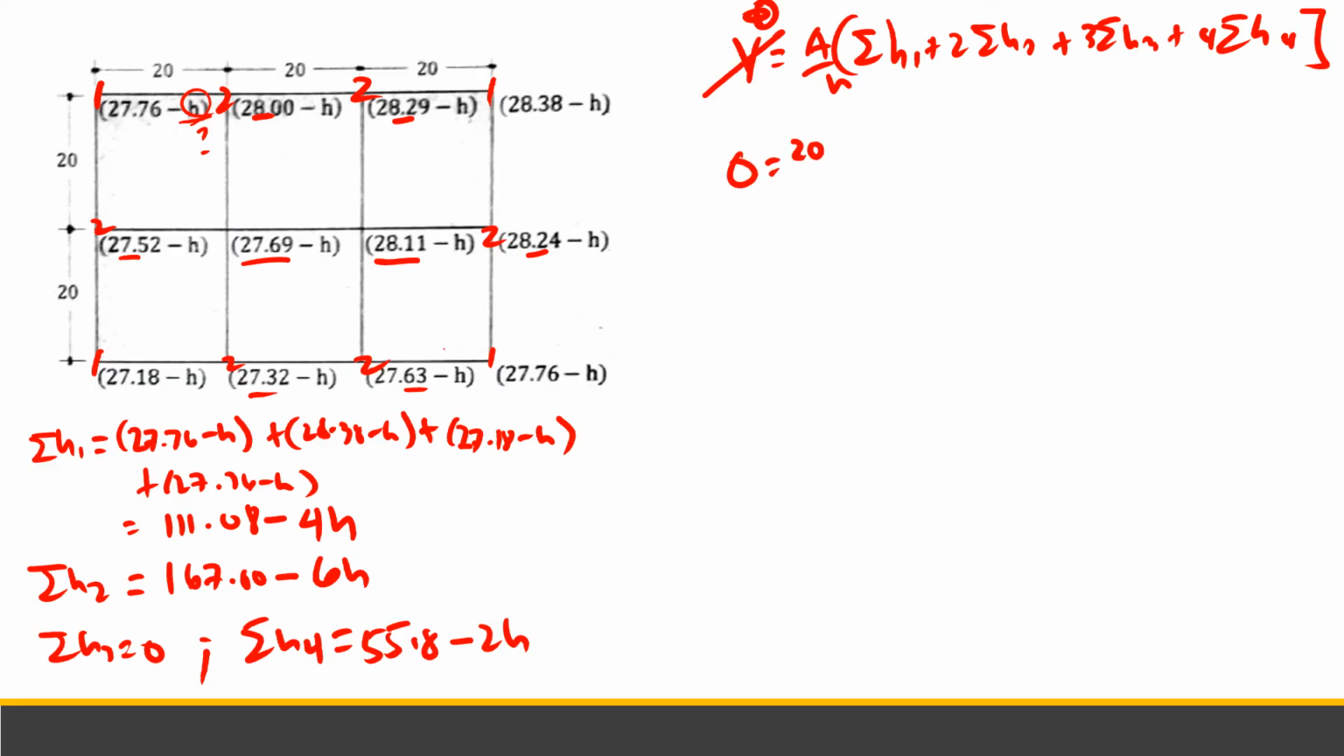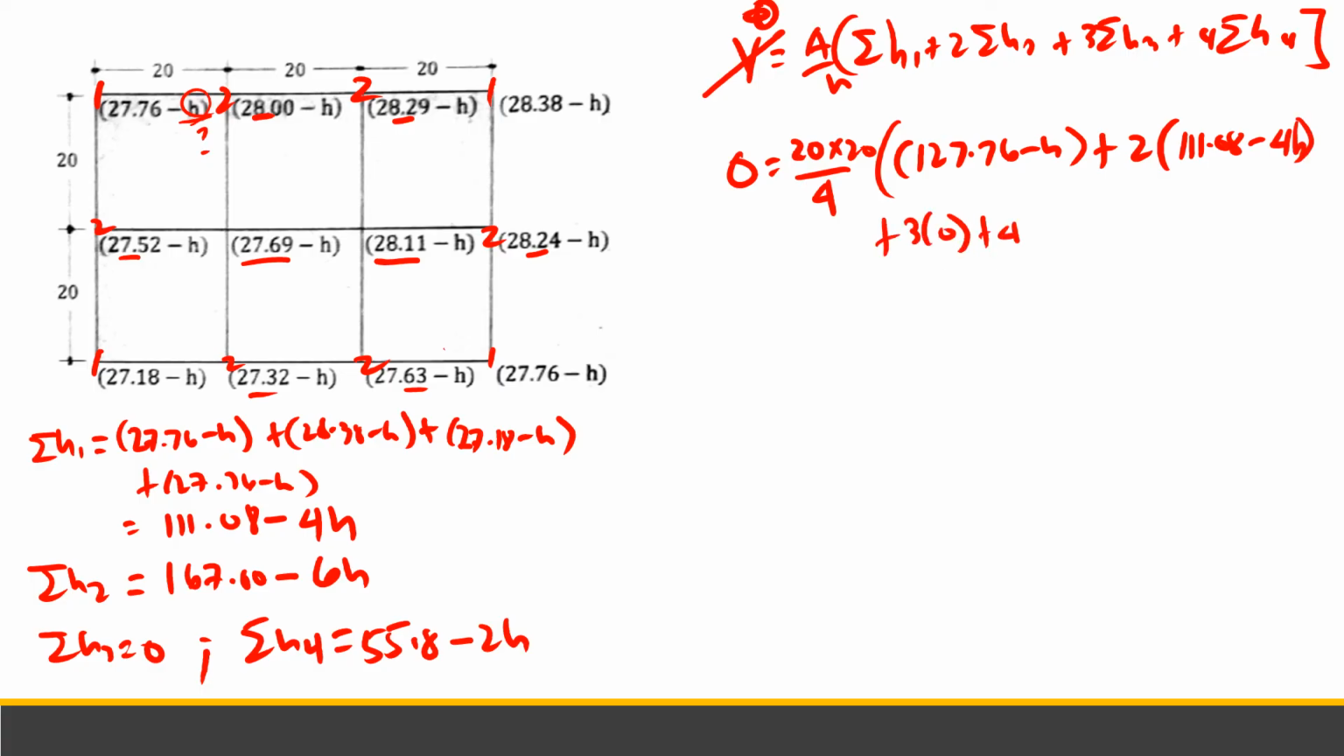So, 0 is equals to 20 times 20 over 4 multiplied by 127.76 minus H plus 2 times 111.08 minus 4H plus 3 times 0 plus 4 times 55.8 minus 2H. So the only unknown here is the H. So H will be equals to 27.845 meters.